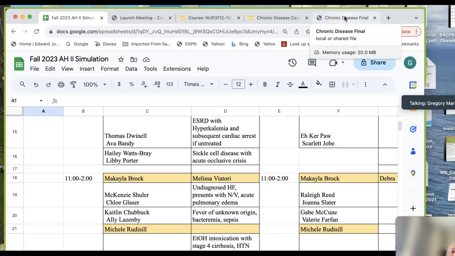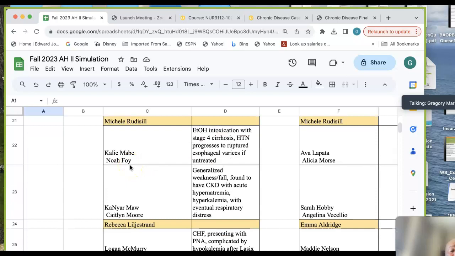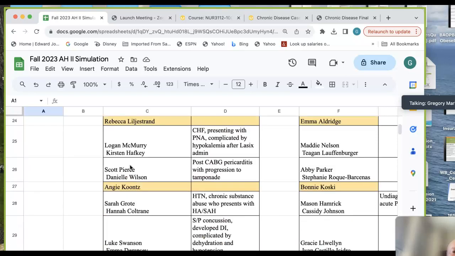So how this is going to work: at each of those times, like at 11 o'clock, Michaela is going to have Mackenzie and Caitlin as her first group in one room. Michelle, you're going to have Kaylee and KK in another room, and then on down, Rebecca and Angie will have these students. You have about an hour and a half to do the two scenarios: time for them to set up and walk through their simulation, and then time for you to debrief and hit the highlights and teaching points of what the students really meant to happen in that scenario.